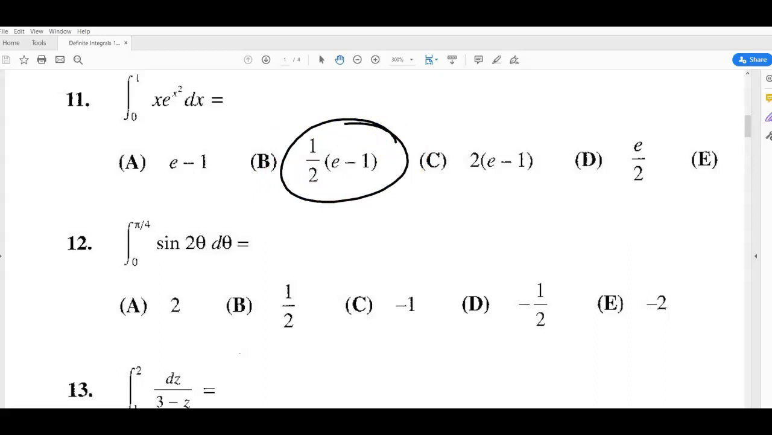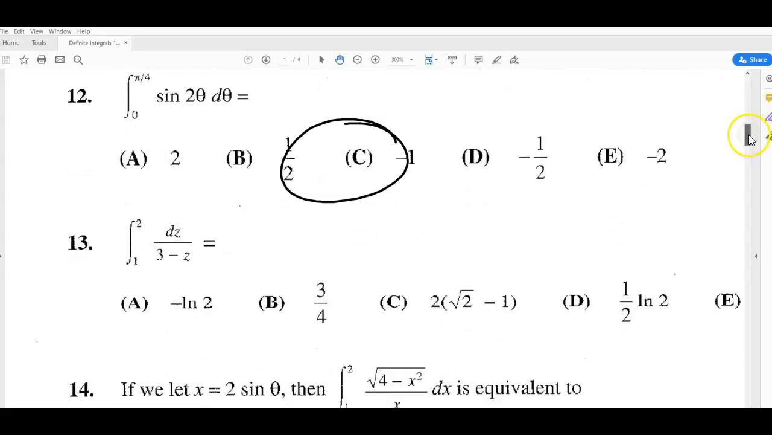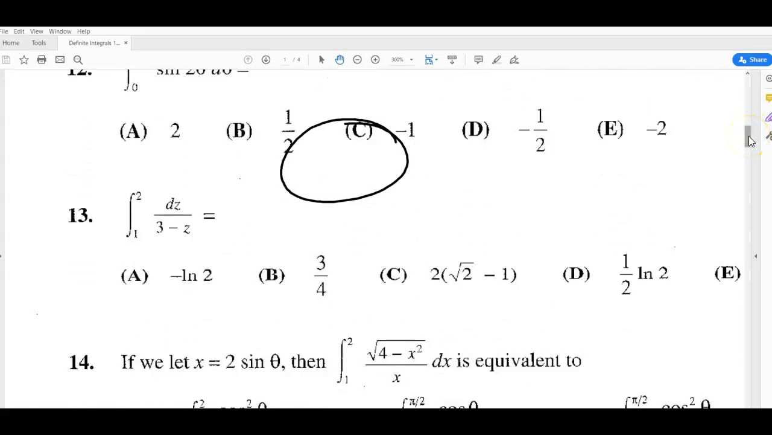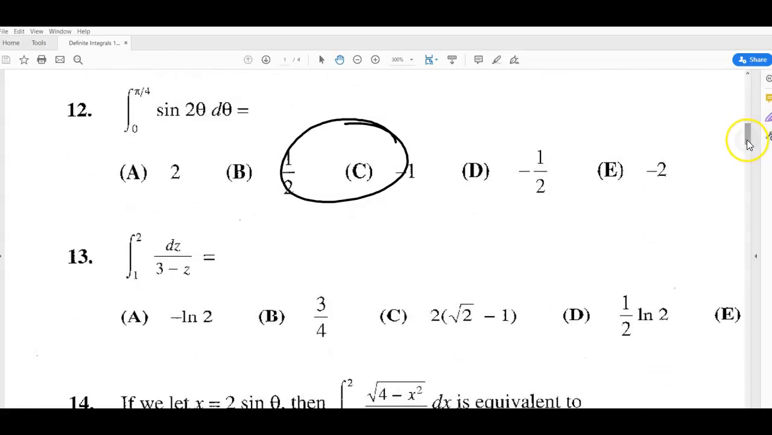Okay, for number 12, I'm going to go ahead and do another U sub problem here. Oops. Just a second, I got to scroll down. Too far. Alright.